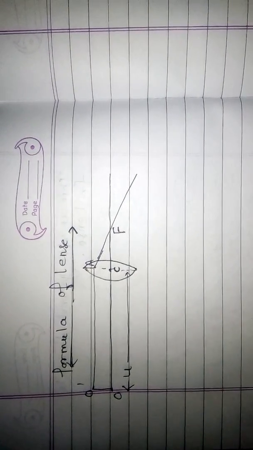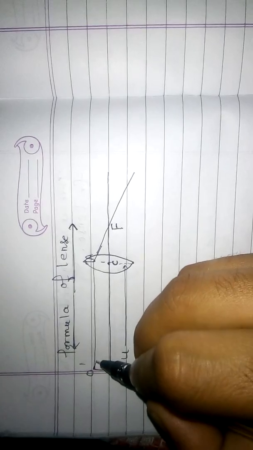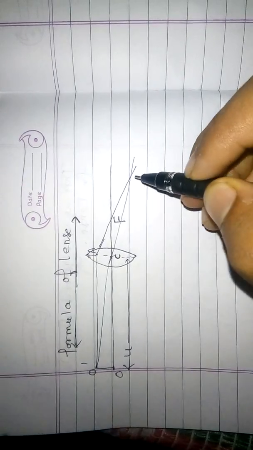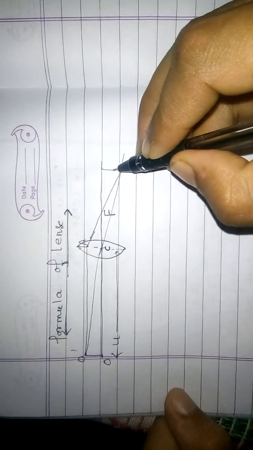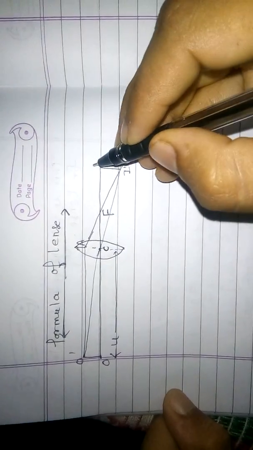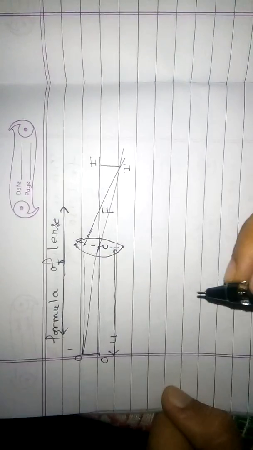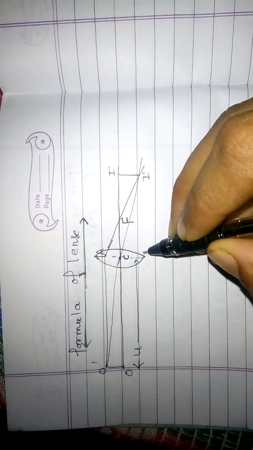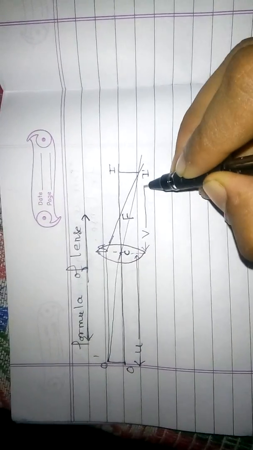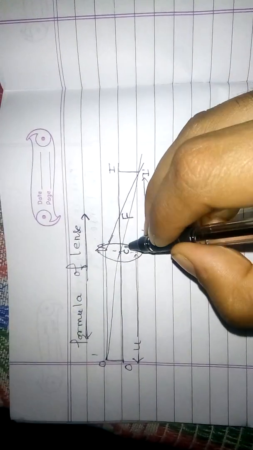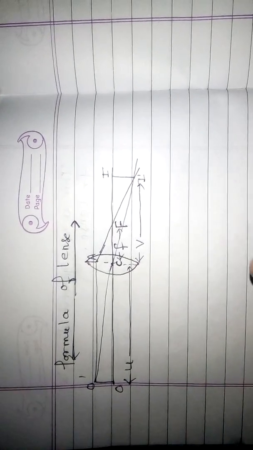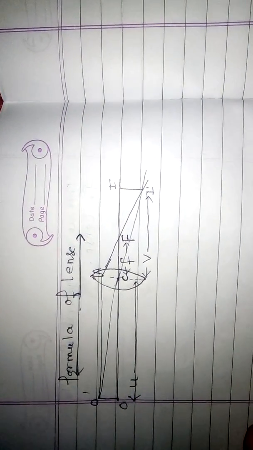Now a second ray is incident on the lens and it will pass through the optical center and be transmitted through the lens. It will intersect at a point I dash. So I dash will be our image. This distance is called the image distance v, and this distance will be f, the focal length.